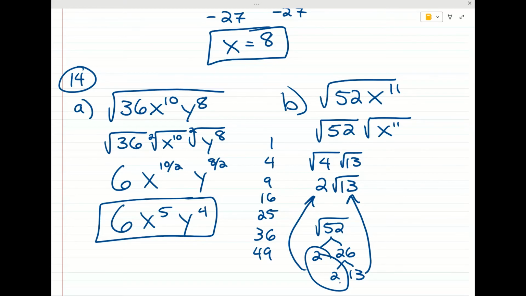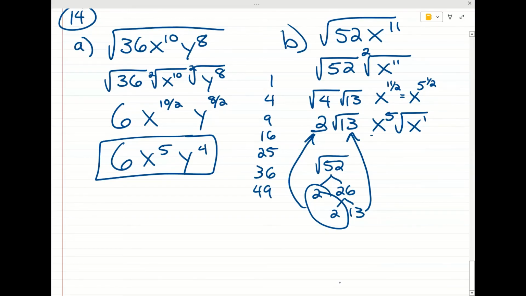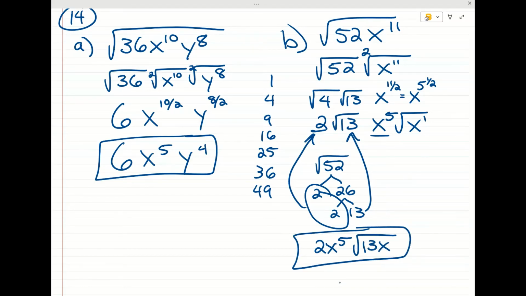For the square root of x to the 11th, we're looking to see how many groups of 2 go into 11. 5, and then there's 1 left over. So we could say this is x to the 11 over 2, or x to the 5 1/2, or there are 5 groups with 1 left over. The way you would write your final answer for this is 2x to the 5th times the square root of 13x. That would be the final answer.